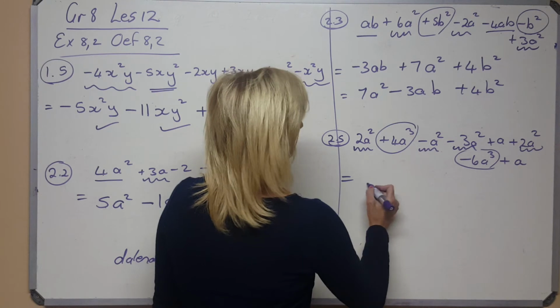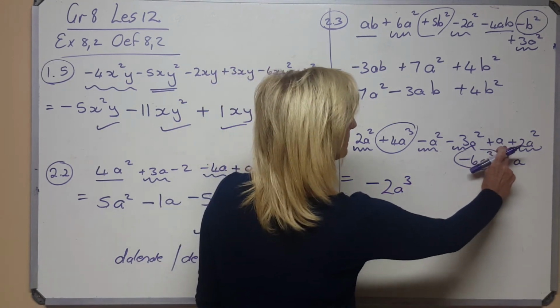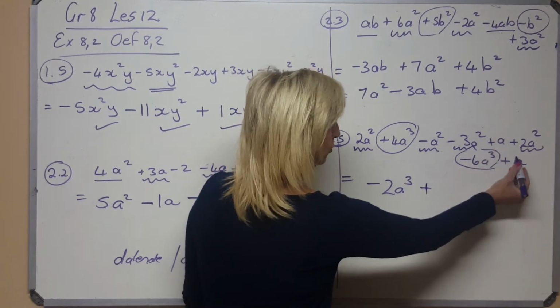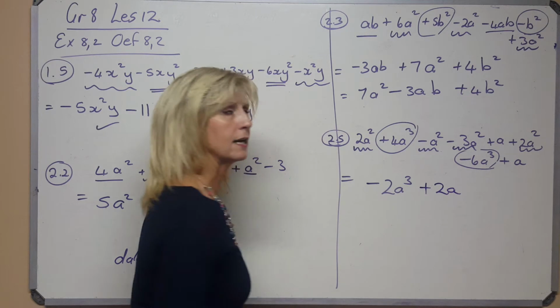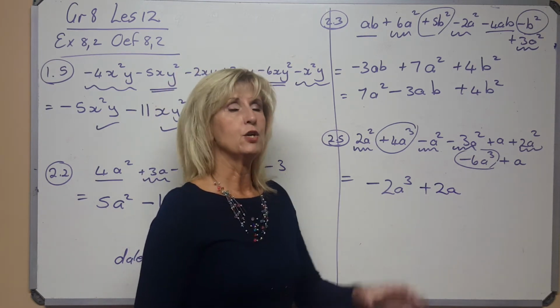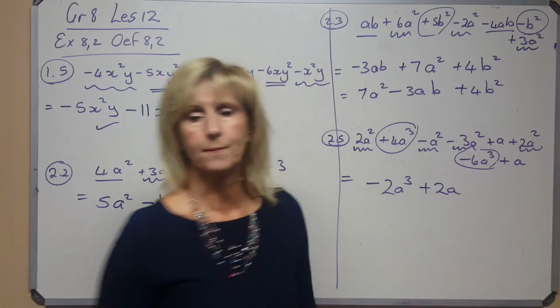So that was still minus 2a to the 3. And then we're left with the last two, plus a, and plus a is plus how many a's? 1, and 1 gives me 2a. And I need you to focus on the rule that says like terms, you add the coefficients and the variables stay what they were.